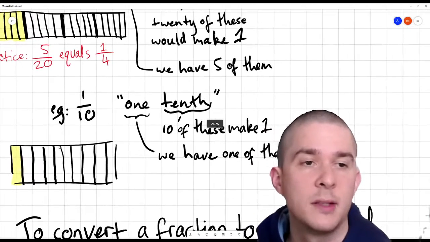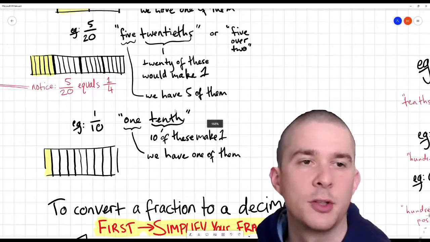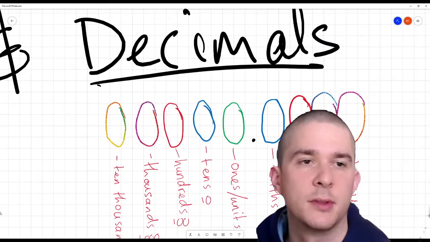All right, 1/10. So 10 of these would make 1, and we have 1 of them. So that's a bit about what fractions are. Now let's look at decimals.